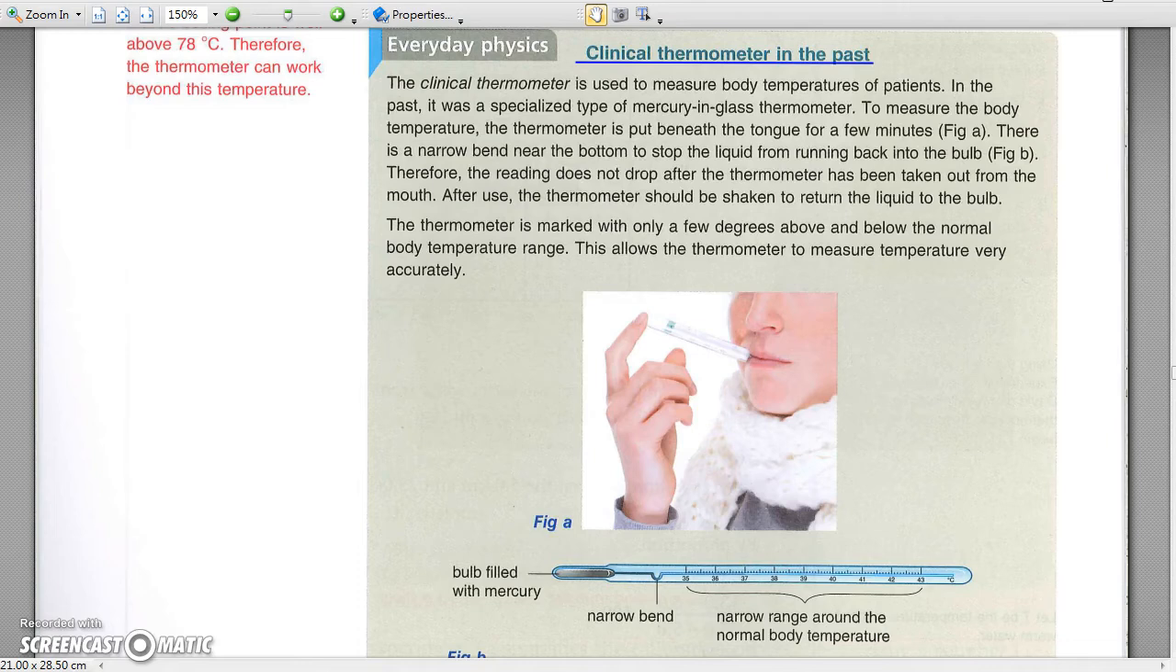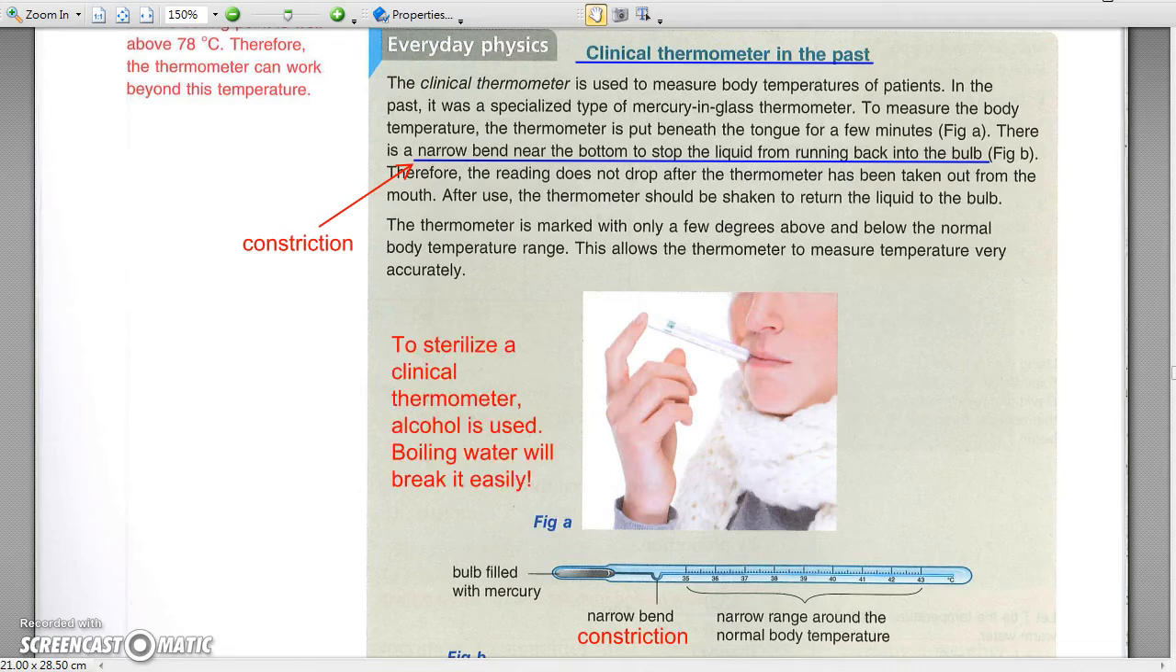Clinical thermometers in the past are also mercury in glass thermometers. There is a narrow band called constriction near the bulb to stop the liquid running back to the bulb too quickly, so as to give time for the nurse to read the temperature more accurately. Clinical thermometers are designed to measure body temperature, and so it has a very small range around the normal body temperature. It is sterilized by alcohol, but not boiling water, as high temperature may break the thermometer easily.